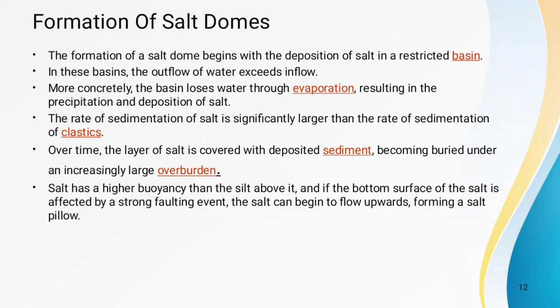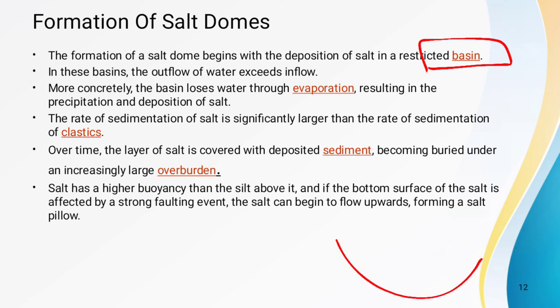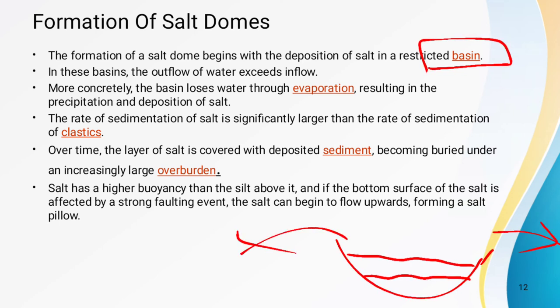Next is the formation of a salt dome. How does a salt dome form? The formation of a salt dome begins with the deposition of salt in a restricted basin. At first, this is a basin, and salt will deposit. In this basin, the outflow of water exceeds the inflow. Because the salt is depositing, all the water will come out.